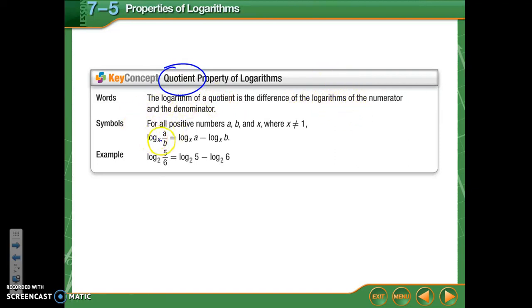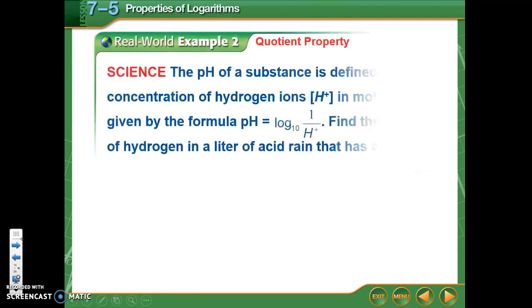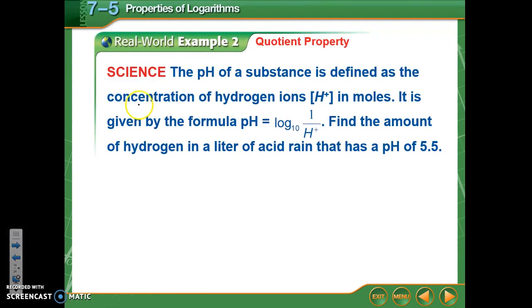So if I have log base x of a over b, so a over b is my quotient, I can rewrite that as log base x of a, that's my numerator, minus log base x of b, denominator. So in this case, log base 2 of 5 over 6, that's one single logarithm of a quotient. That equals log base 2 of the numerator 5 minus log base 2 of 6. So when it's subtraction, it's separate logarithms. When it's division, it's inside one logarithm. So let's take a look at how we could apply that.